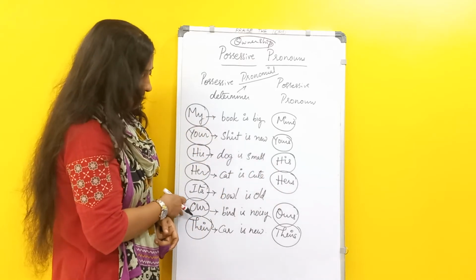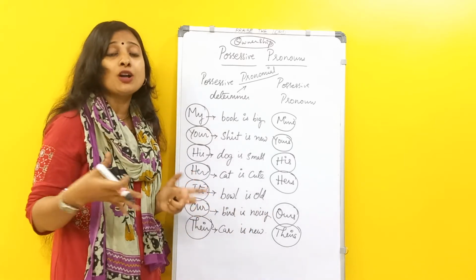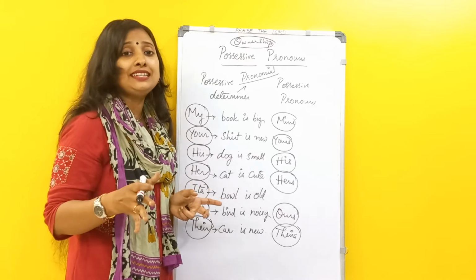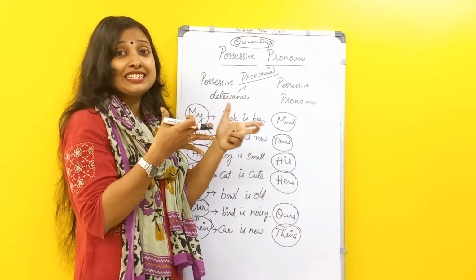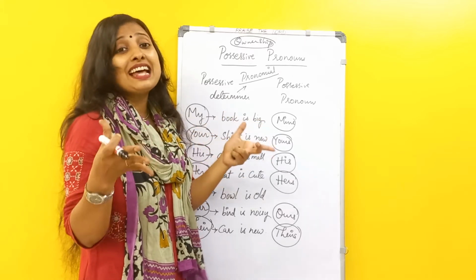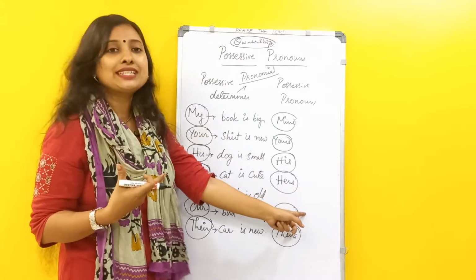Coming to our. Our bird is noisy. The bird which we have got in our house. Our bird is very noisy. So the noisy bird is ours. That bird which is making a lot of noise is none other than ours. So the noisy bird is ours, when you say it.